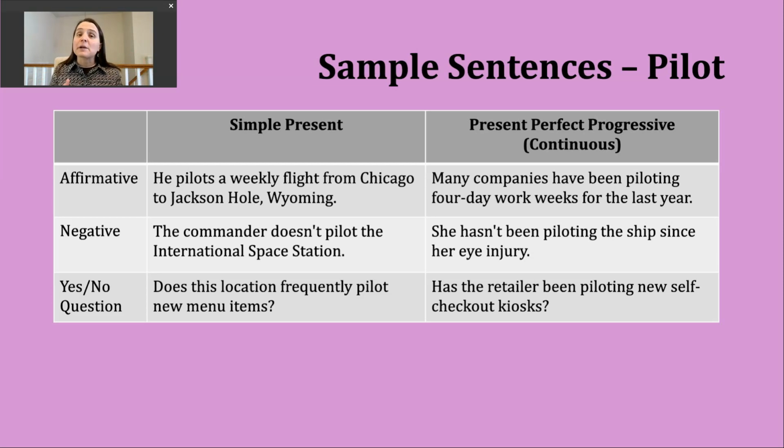To do this, again, I'm going to pay attention to my subject. If my subject is I, you, we, or they, I'm going to use have. But if my subject is he, she, or it, I'll use has. So have or has. Then I use been, B-E-E-N. That's the participle form of be. Then I use the ing form of the verb.